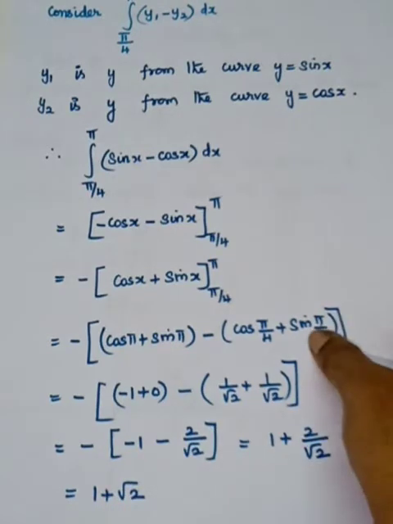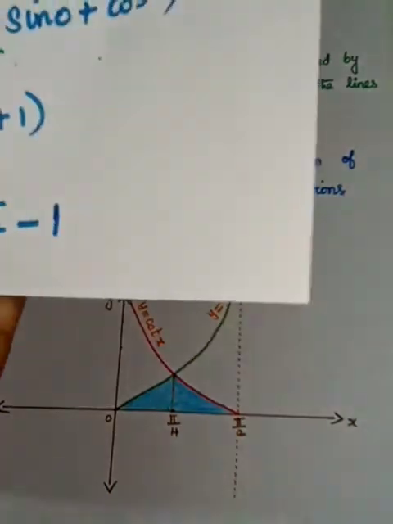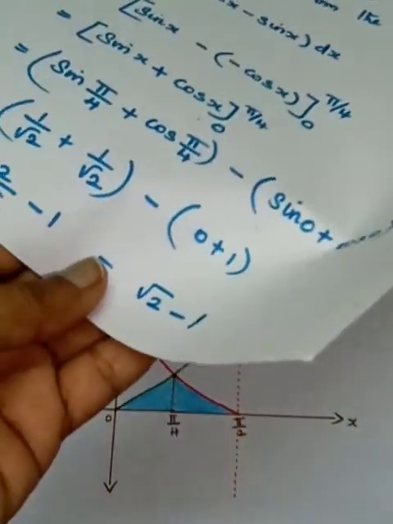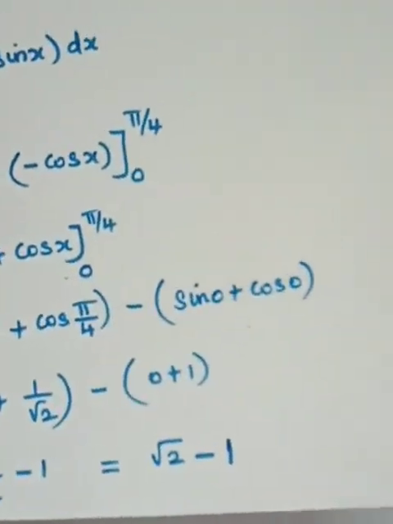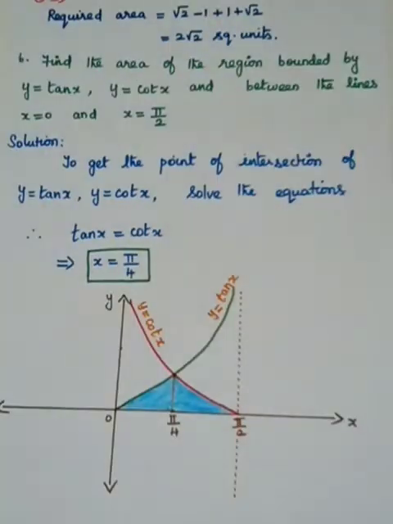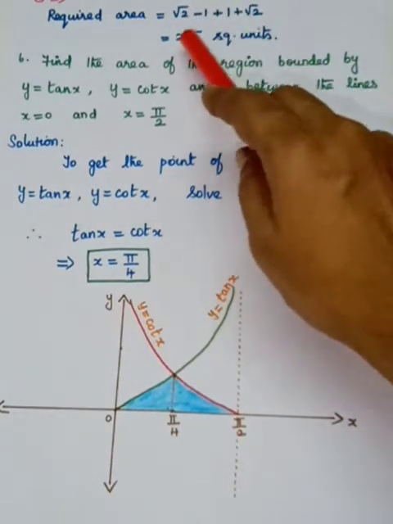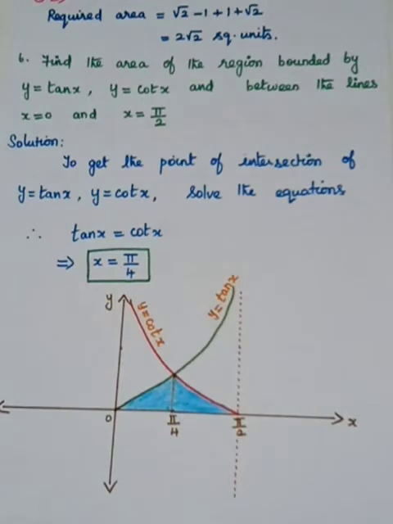So what we have to do? We have to add the two areas. So therefore the required area is, what is the first area? It is root 2 minus 1. The second one is 1 plus root 2. If you add these two, you will get the answer as minus 1 and plus 1 getting cancelled, root 2 plus root 2 is 2 root 2. Okay, so we'll go to problem number 6.